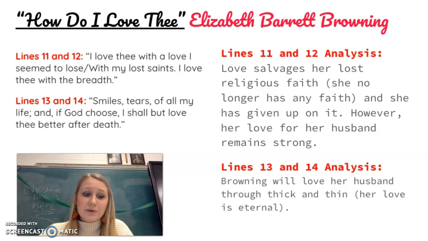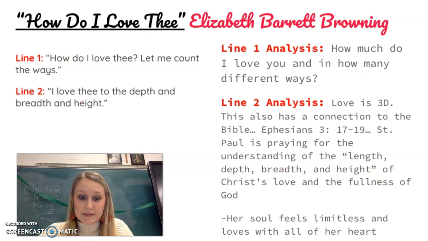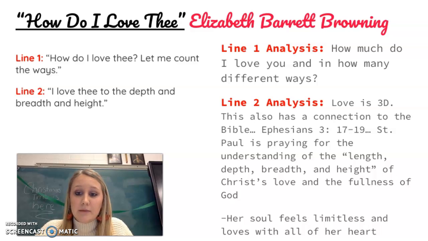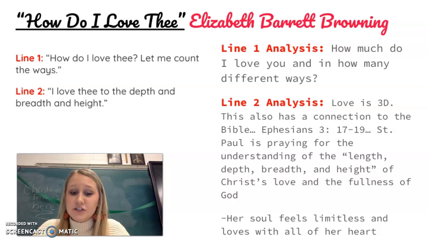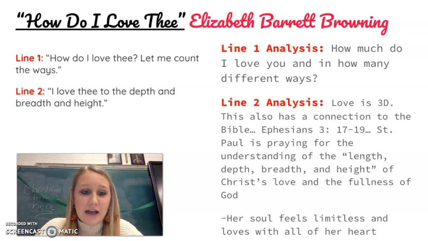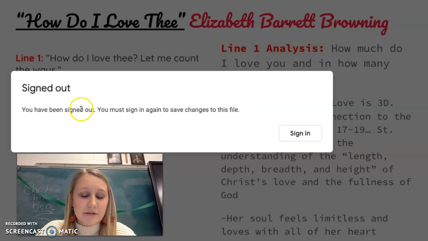So this is really her final declaration of her love, and this is a very popular poem. At this point, we know she officially loves her husband. And you can kind of see this replicated rhyme scheme. How do I love thee? Let me count the ways. So that would be A for ways. I love thee to the depth and breadth and height.